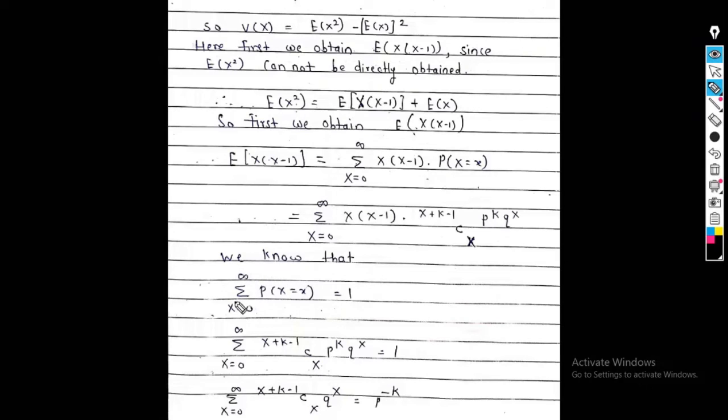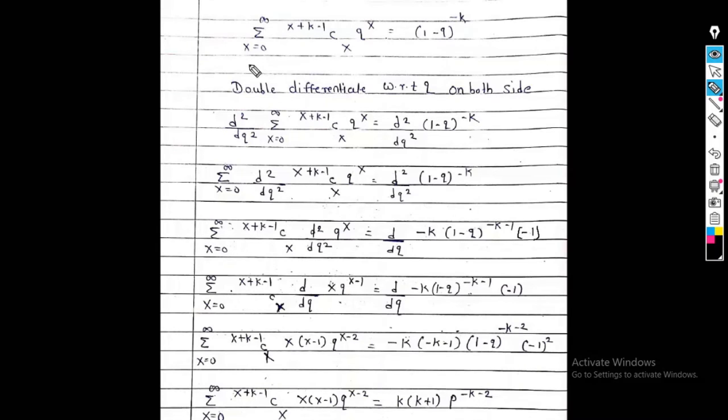Again we know that summation x equal to 0 to infinity probability of X equal to x is equal to 1. So summation x equal to 0 to infinity x plus k minus 1 Cx p raised to k q raised to x is equal to 1. So summation x equal to 0 to infinity x plus k minus 1 Cx into q raised to x is equal to, p raised to k goes to the right side, so it becomes p raised to minus k. So summation x equal to 0 to infinity x plus k minus 1 Cx q raised to x is equal to, p is equal to 1 minus q, so it becomes 1 minus q raised to minus k.